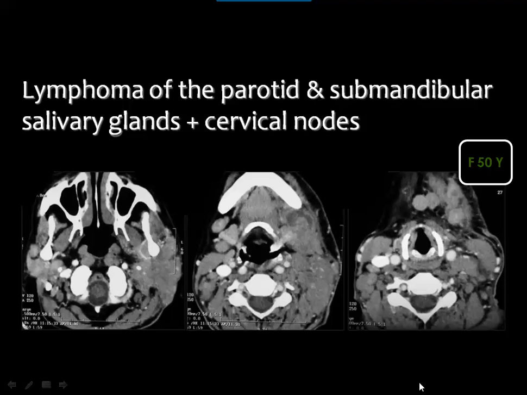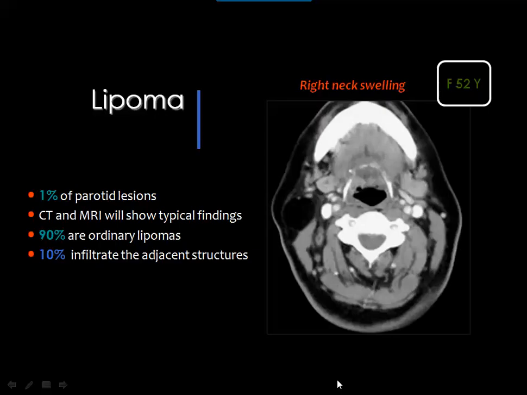And this is lymphoma of the parotid and the submandibular salivary gland, as well as the lymph nodes. This is the parotid lesion, and this is the submandibular lesion. This is the normal right submandibular salivary gland, and this is a lymph node, and this one is also an enlarged lymph node, and there are multiple here. Then you get submental, submandibular and upper deep cervical lymph nodes. All the nodes are bulky and homogeneously enhanced. Then you think of lymphoma.